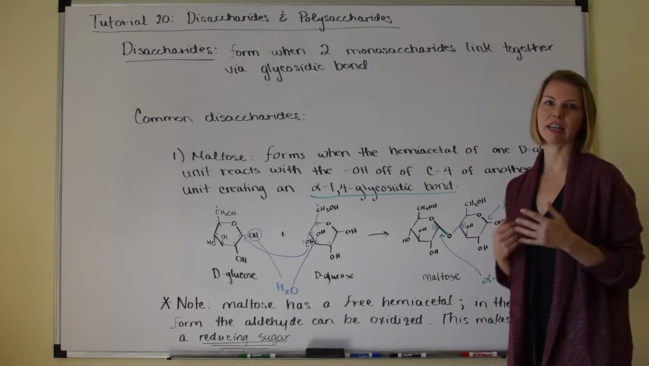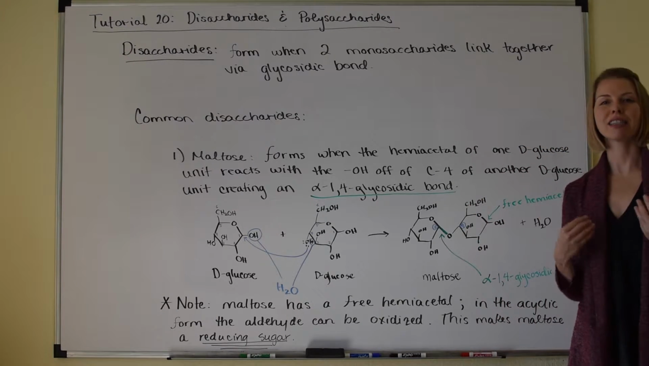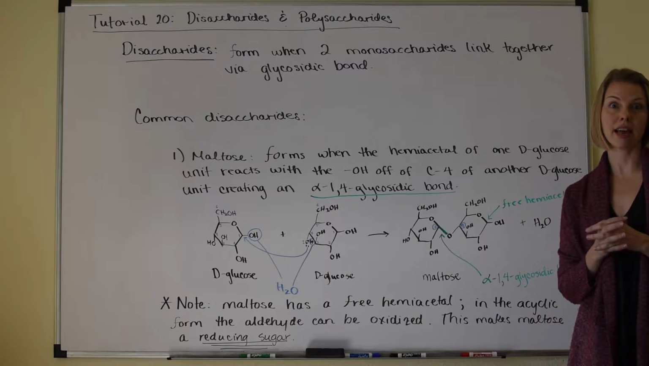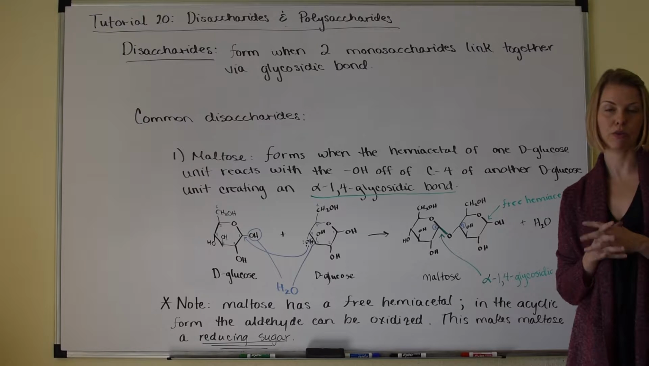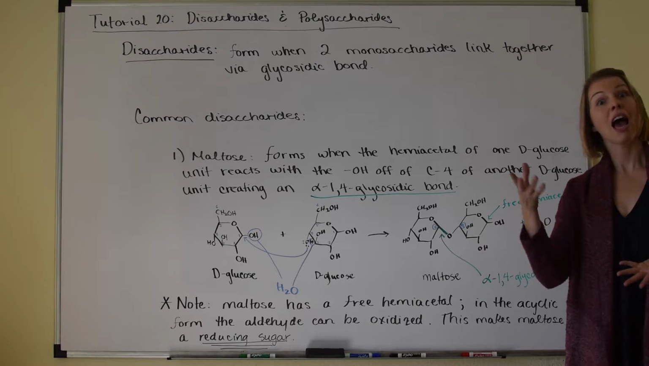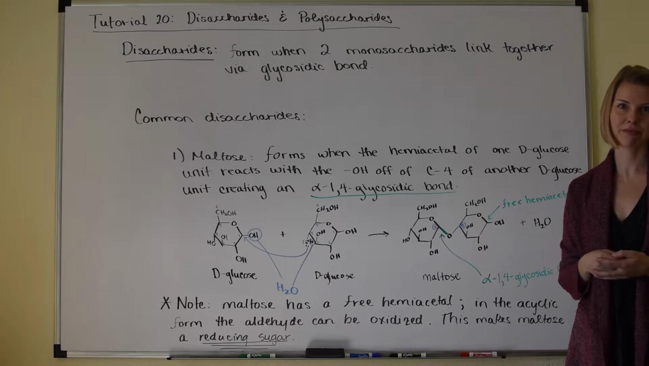So you very likely will be doing a lab where you're testing different sugars to see if they are reducing sugars. Okay, that's what they're talking about. Does it have a free hemiacetal, which can undergo mutarotation, therefore meaning it has a free aldehyde, which can be oxidized, causing something else to be reduced.